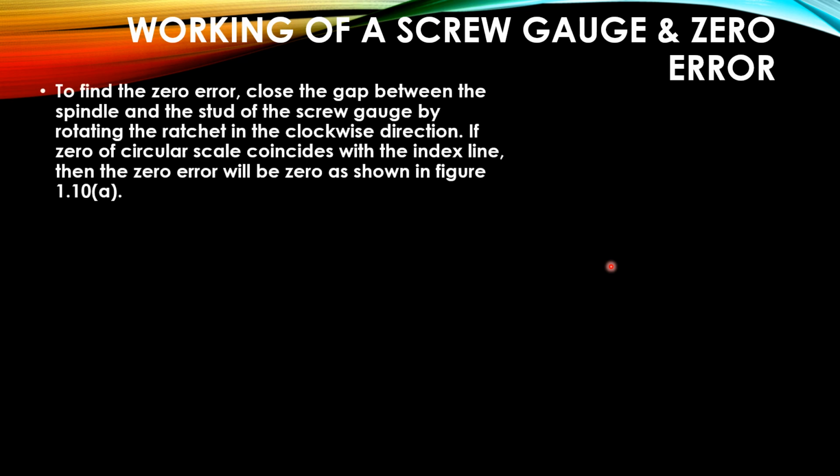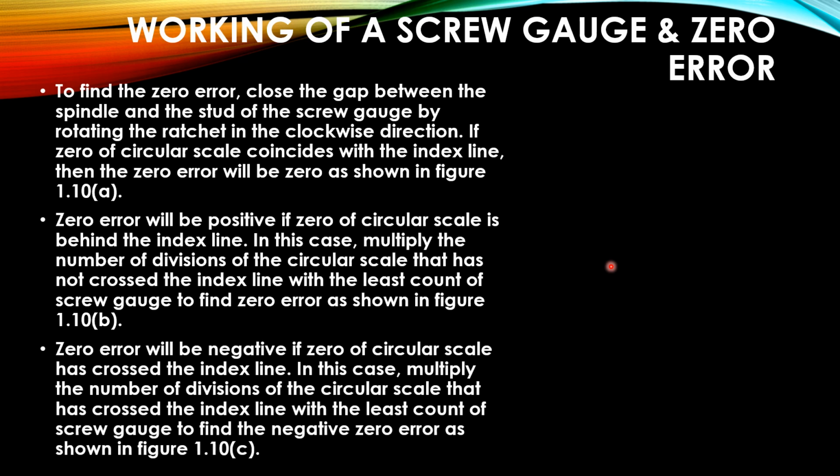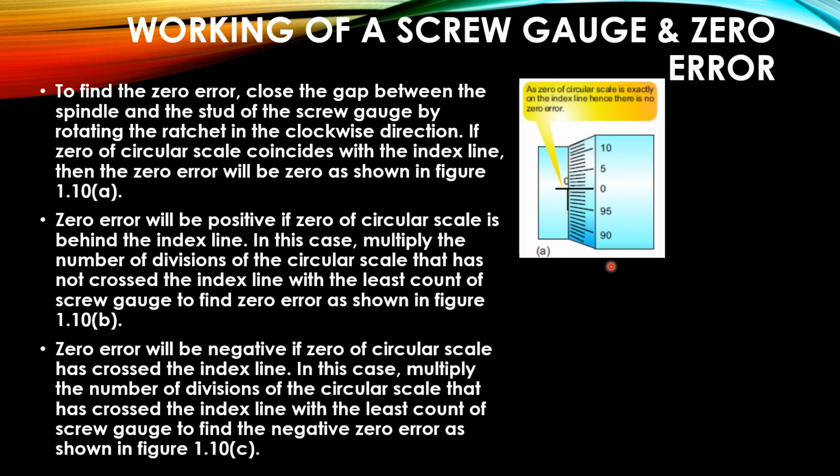For the correct measurement of the diameter or the thickness with the help of a screw gauge, we need to add or subtract the zero error, if any. For that, we need to find the zero error. So close the gap between the spindle and the stud of the screw gauge by rotating the ratchet in the clockwise direction. If the zero of the circular scale coincides with the index line, then there will be no zero error. Here you can see the zero of the circular scale is exactly coinciding with the zero of the main scale, or you can say with the index line. So here there is no zero error.